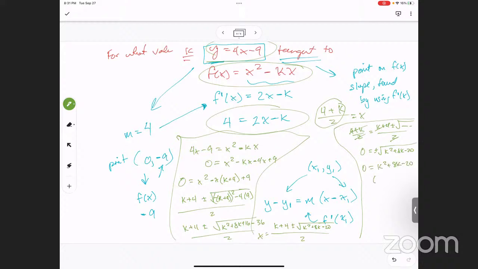And now, does that factor? Yeah. Positive 10 and negative 2. Oh, wow. This might work. So k equals -10 or k equals +2. I think so. Is that the right answer? Actually, yeah, it is. Wow.